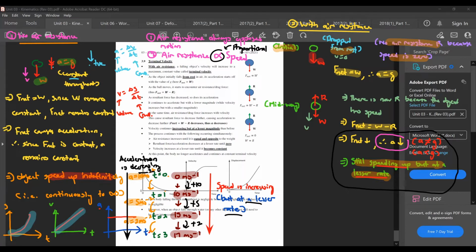Because you're affected by air resistance. Yes, because you're affected by air resistance. Air resistance is the thing that causes your net force to drop. It in turn causes your acceleration to drop. Okay, all right, so this one is okay.